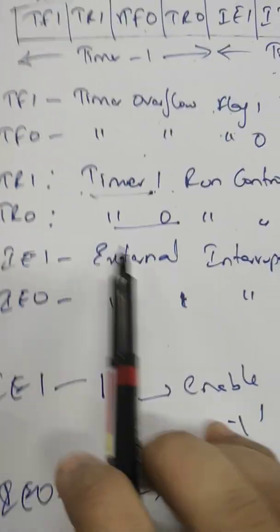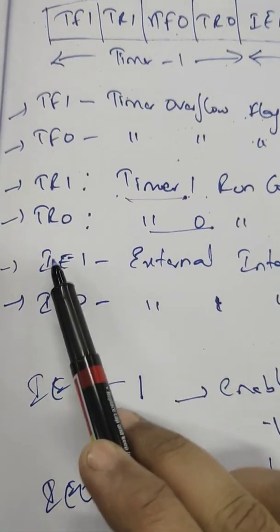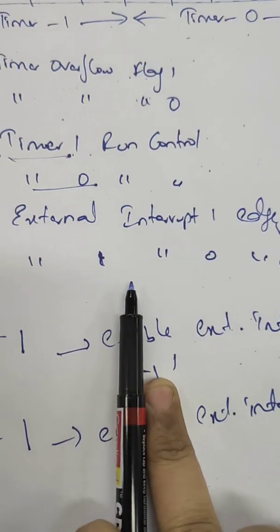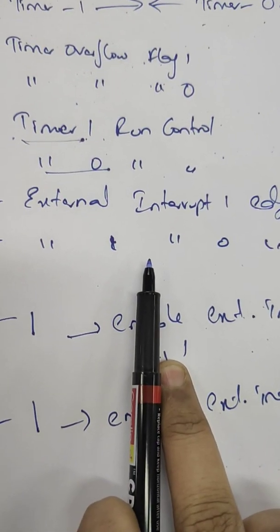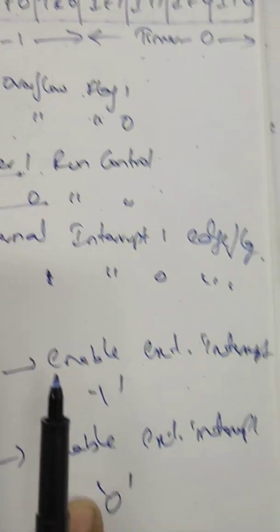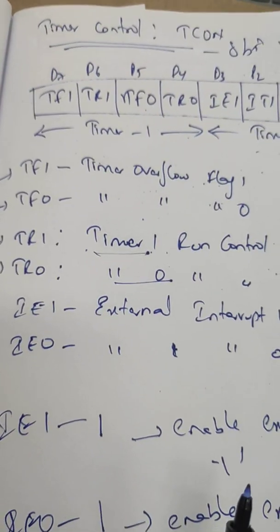IE1 means external interrupt 1 edge flag. IE0 means external interrupt 0 edge flag. So here, when IE1 is set to 1, it enables external interrupt 1 to be triggered, whereas IE0 is set to 1 when enabling external interrupt 0. This is about the timer control, that is Tcon.